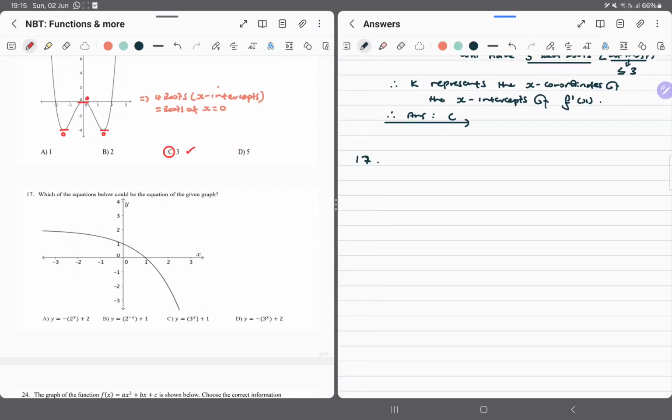This is 17. Now it says which of the following equations could be the equation of the given graph. Now we see something curving like this. So obviously this is approaching some imaginary line here. We can draw a line that it seems to approach. Also we can draw another line that this graph seems to approach. So what are these lines? We can say these are possibly asymptotes.